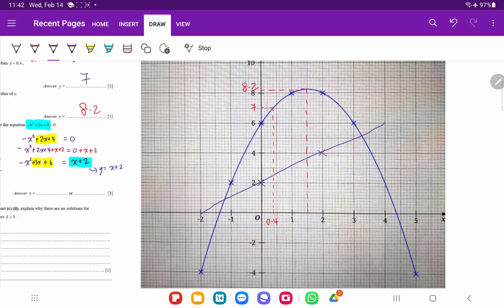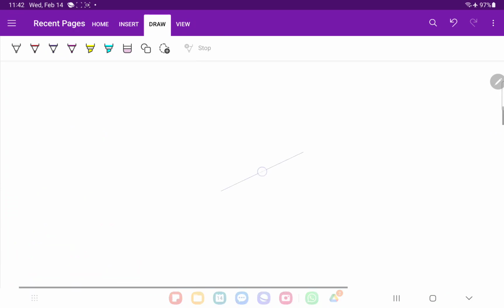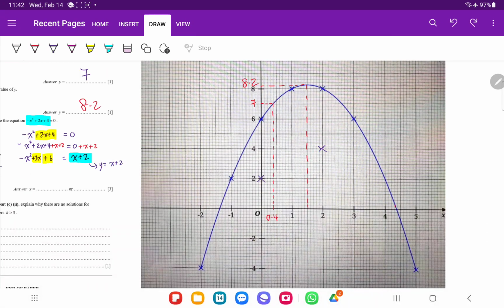It should look something like this, but I'm not using a ruler, so it's very untidy. Please make sure you're using a ruler. Let me undo and draw this properly. Something like this. Oops, undo. Not very nice. Give me a moment. Let me tidy this up.